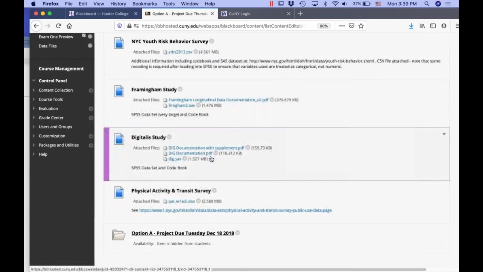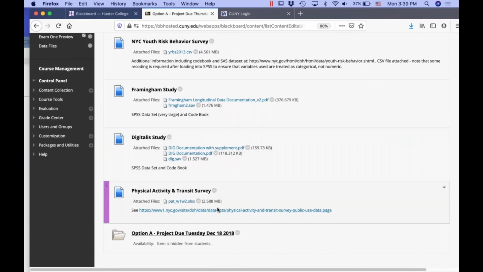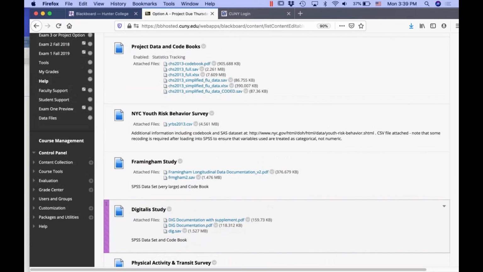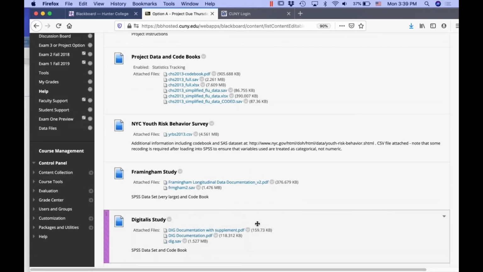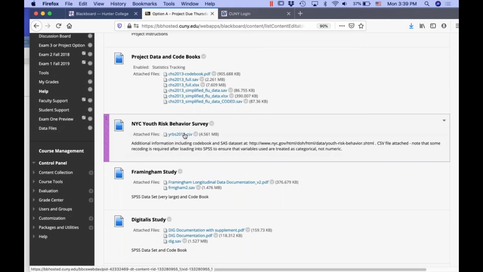You have a study on digitalis. You have a study on physical activity and the transit system. You have several other data sets that you might want to look at. This one involves New York City youths and types of risky behavior that they might be involved in. Okay, but you might want to consider taking a look at some of that data, and you can also use some of your own data.